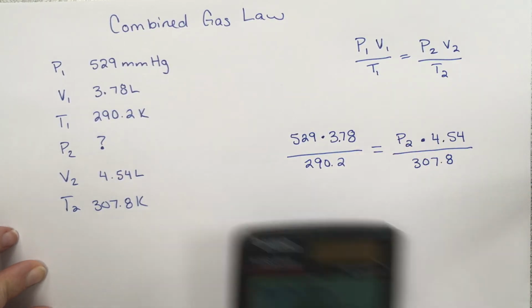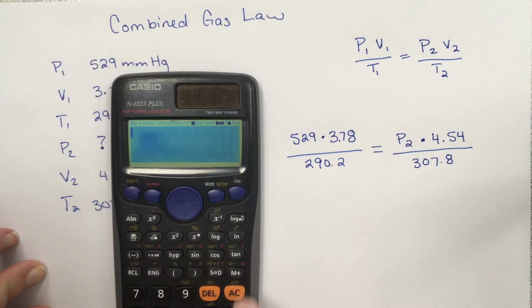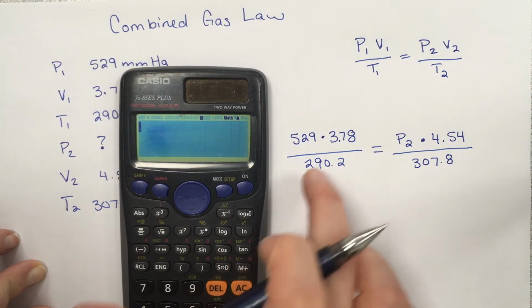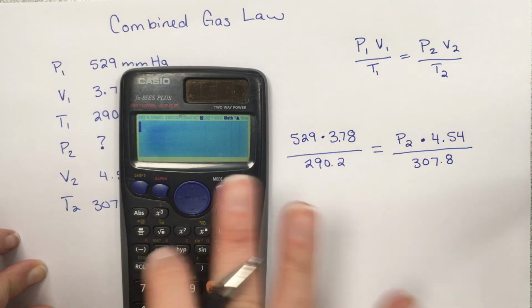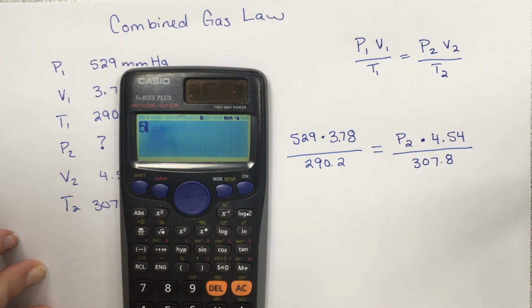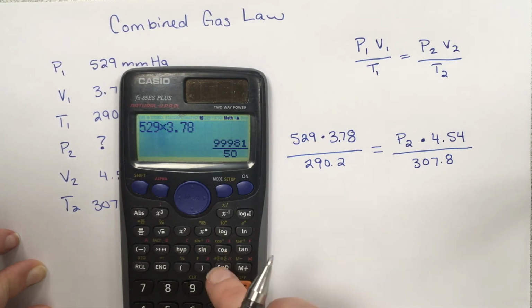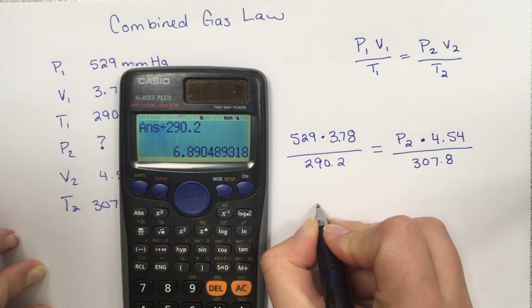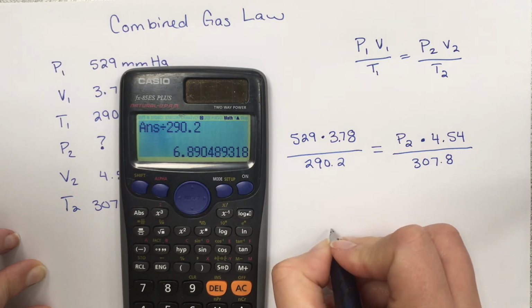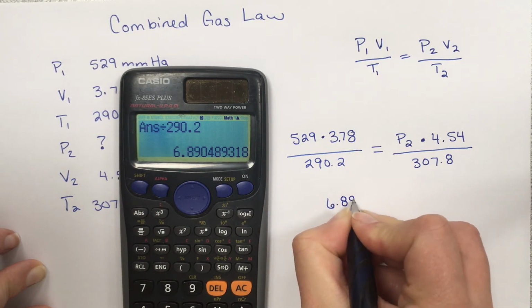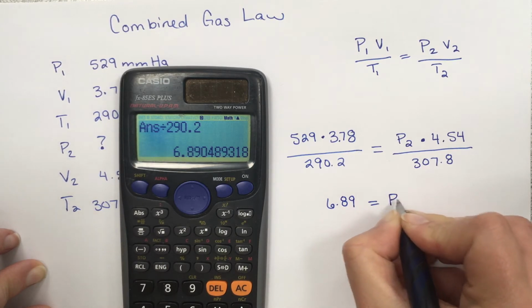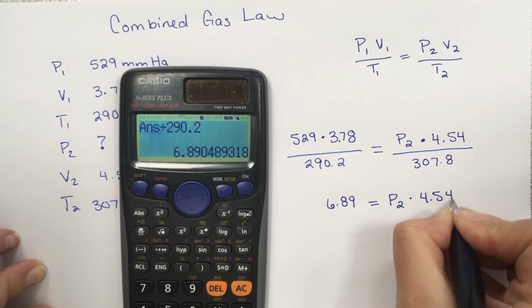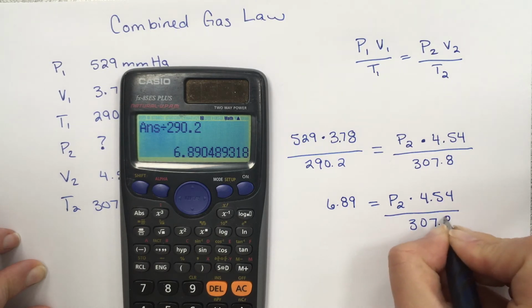I like to simplify some of this before I start moving things around. You don't have to. You could just move it all around and then calculate. But I'm going to go ahead and get one number here, so whatever I do, it's only to one number. So 529 times 3.78 divided by 290.2. So this number with 3 significant figures is 6.89 equals P2 times 4.54 over 307.8.